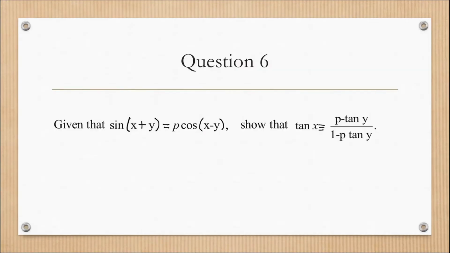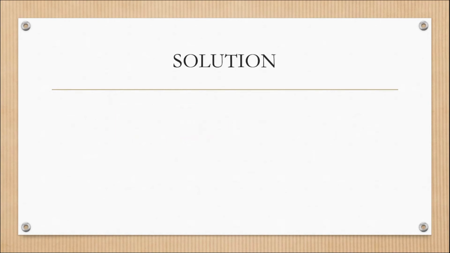Now let's proceed to question 6. Given that sin x plus y equals p cos x minus y, show that this equation can derive tangent x equals p minus tangent y per 1 minus p tangent y. So we are going to use this first equation. So let's start with sin x plus y equals p cos x minus y. So this is actually in the form of compound angle. Then we can use compound angle formula.